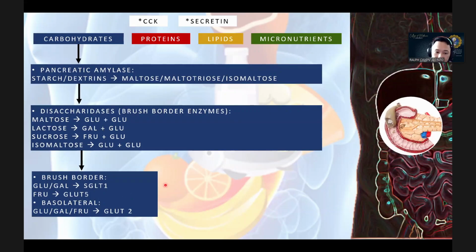Okay? So take note that the transporters, your SGLT1 and GLUT5, are located on the brush border or apical border of the enterocyte. And opposite to that, on the basolateral, you have your GLUT2. So GLUT2 is responsible for transporting the monosaccharides from the inside of the enterocyte into the interstitium and eventually into the portal circulation.